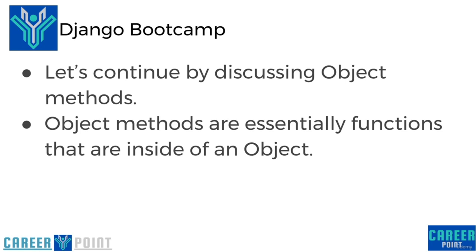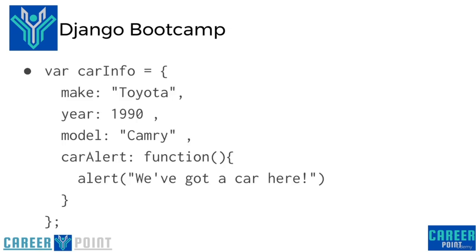Object methods are essentially functions that are inside of an object. For example, imagine we have our car info object from the previous lecture. We have the make, year, and model, and then we actually input a function there as the value for a key. So the key is car alert, and the value there is an actual function call. And the function call just says, alert, we've got a car here. And then we can actually call that method off of the car info object, meaning we can actually call methods off objects, and they essentially act as functions inside of an object.